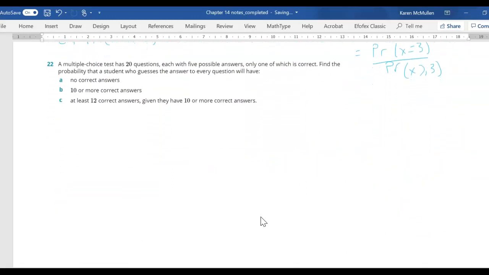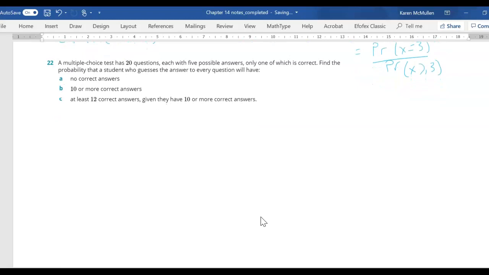All right, last question, question 22. A multiple choice test has 20 questions, each with 5 possible answers, only one of which is correct. Find the probability that a student who guesses the answer to every question will have no correct answers. Okay, so we've got n equals 20, 20 questions. Probability of success, so if there's 5 answers and only one correct answer, so it's 1 out of 5, or if you wanted to write that as a decimal, it's 0.2.